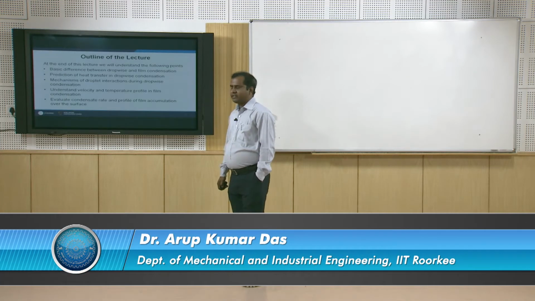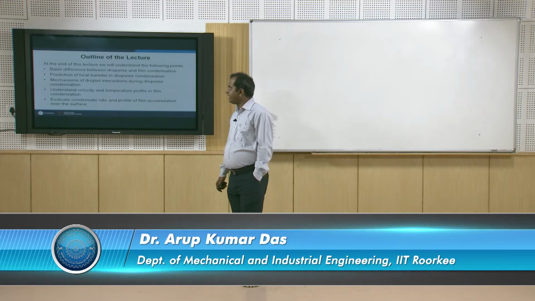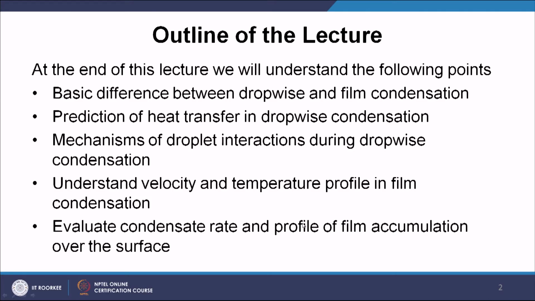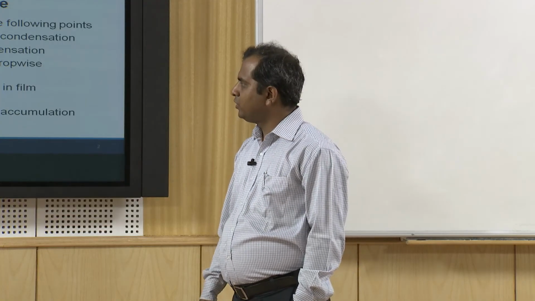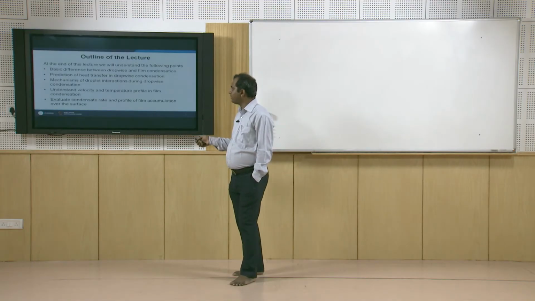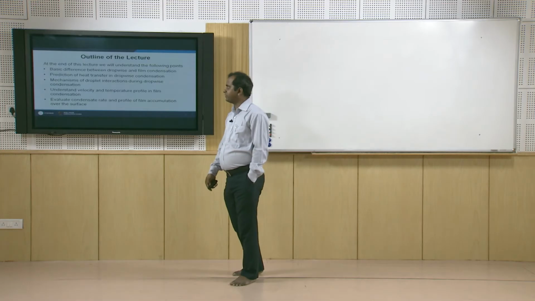So, at the end of this lecture we will understand the basic difference between dropwise and film condensation. We will be predicting the heat transfer coefficient in dropwise condensation. We will be discussing elaborately the mechanisms of droplet interactions during dropwise condensation. We will be finding out the velocity and temperature profile when film condensation is happening over a vertical surface. We will also see how to evaluate the condensate rate and the profile of the film over the vertical surface.